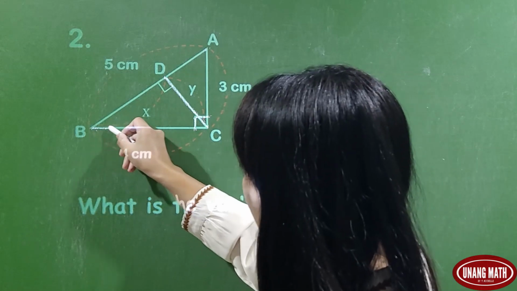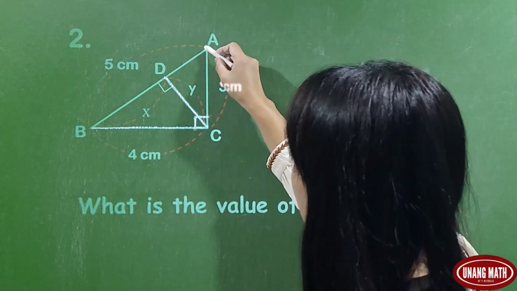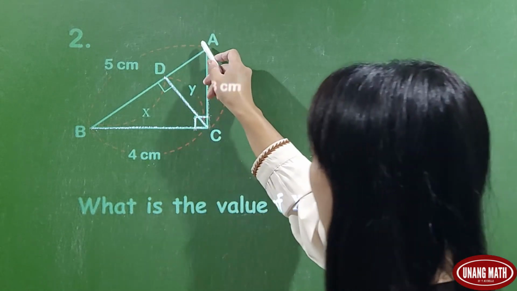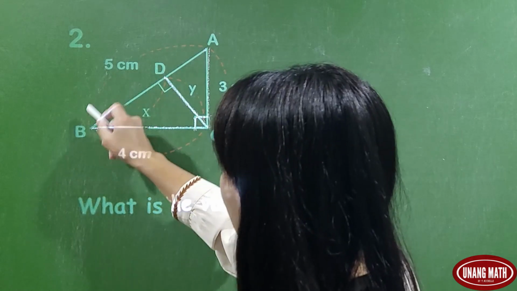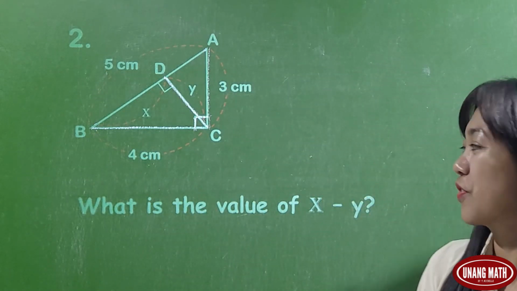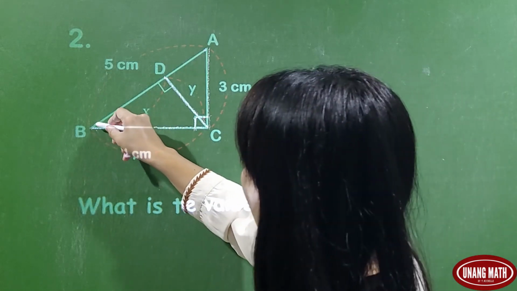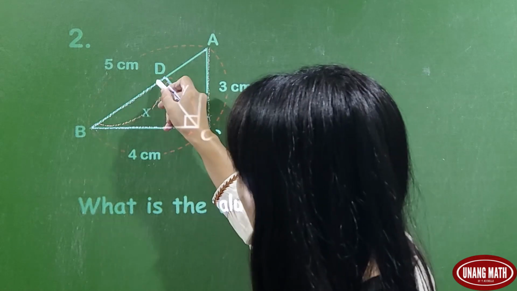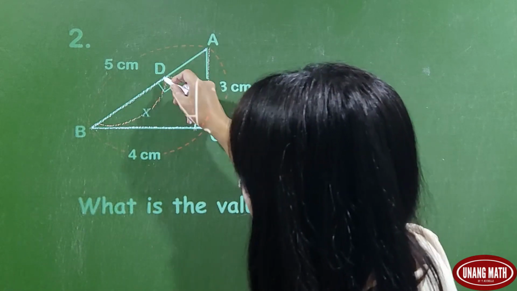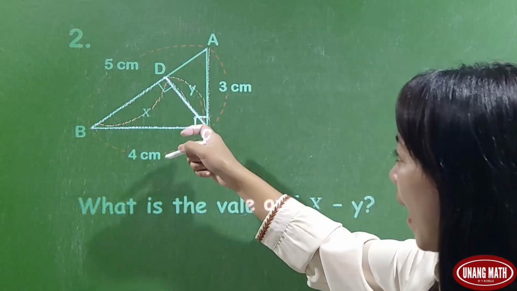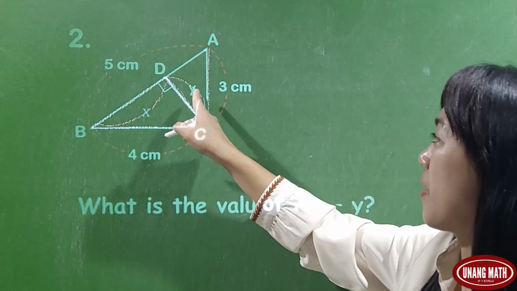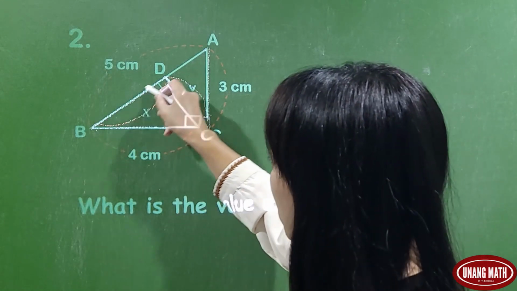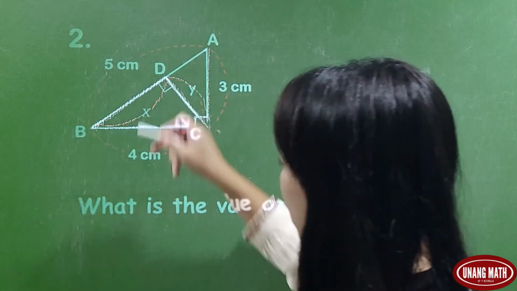It's also given that the segment BC is 4 centimeters, segment AC is 3 centimeters. The hypotenuse or segment AB is 5 centimeters. So we're looking for the value of x, or the length of this segment BD, and this altitude or height, which is represented by variable y. So first, let's find what would be the length of segment BD.